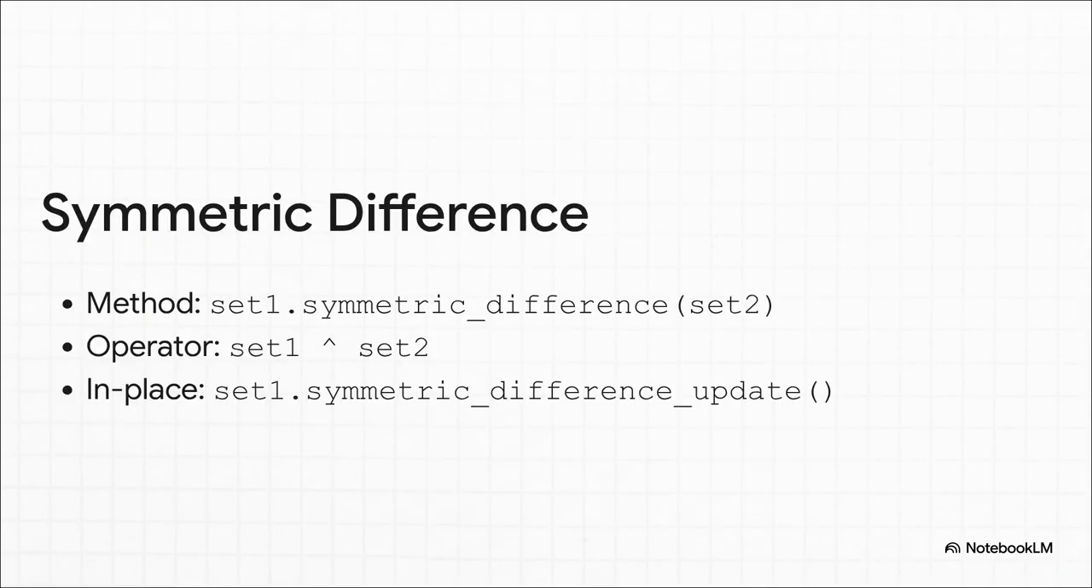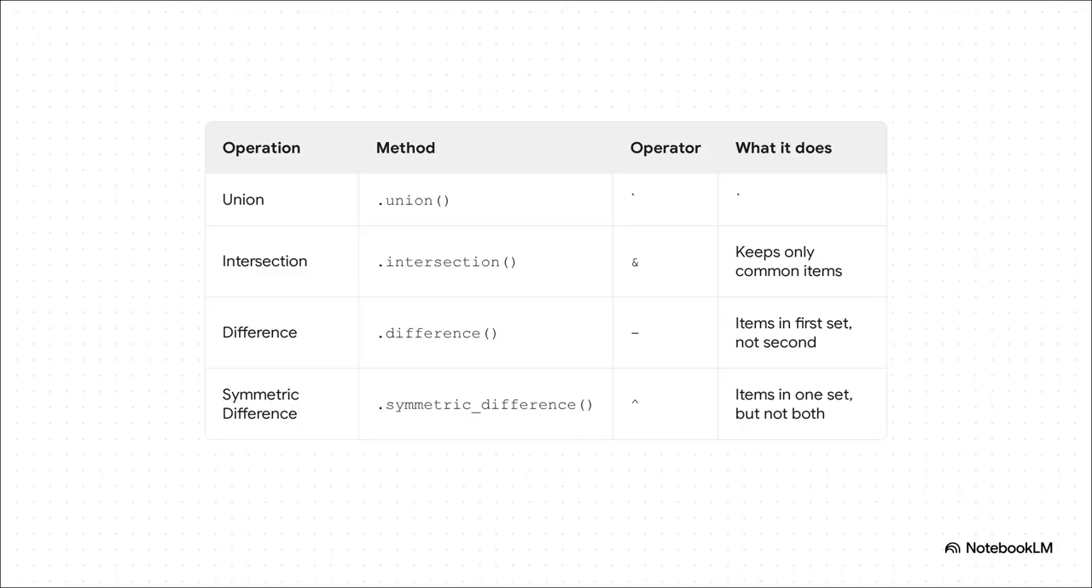And by now, you know the drill. You've got the .symmetric_difference method for when you want a new set. You've got a cool new operator, the little caret symbol, ^. And for modifying the original, you have .symmetric_difference_update. And there you have it. That's your complete set operations toolkit all laid out.